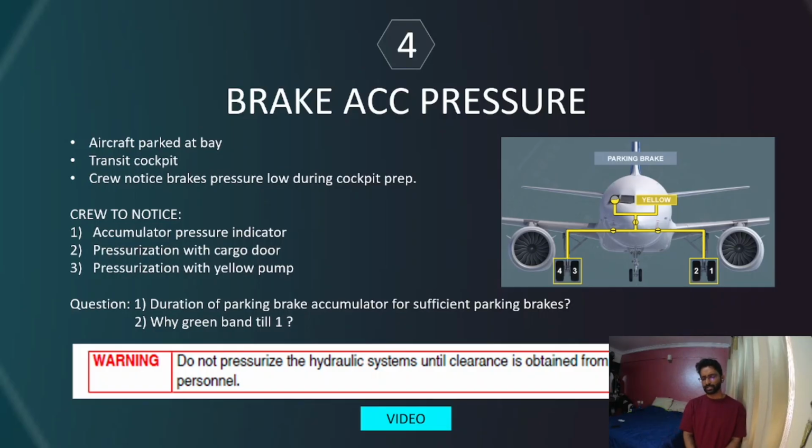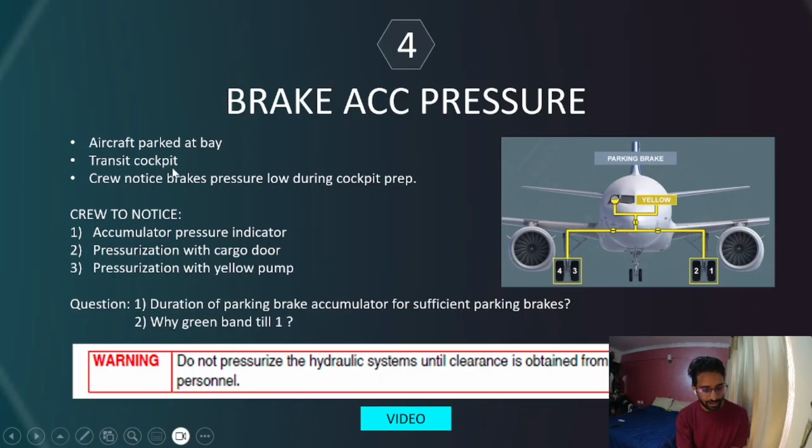So in this example, I'm going to turn the parking brake knob on and off a lot of times, so that the accumulator eventually loses its pressure. And we'll see what happens, and we'll see how we can repressurize the accumulator. This is what we'll be looking at in this case.